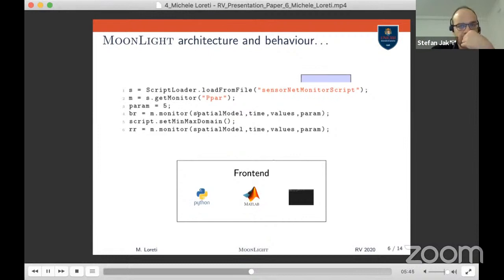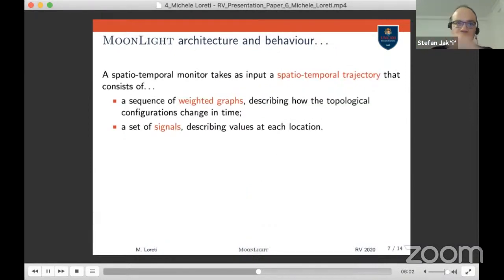Then we can get the monitor associated with a given formula. We can set some of the parameters, and then after we have defined the specific domain, we can perform the monitor. The spatial temporal monitor takes as an input a spatial temporal trajectory. This consists of a sequence of weighted graphs describing how the topological configuration changes in time, and a set of signals describing the values at each location.